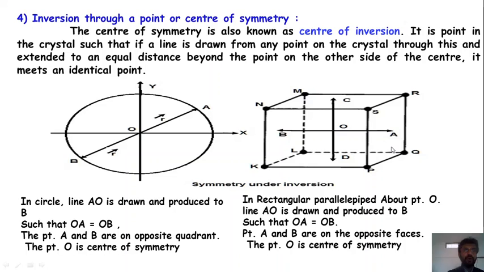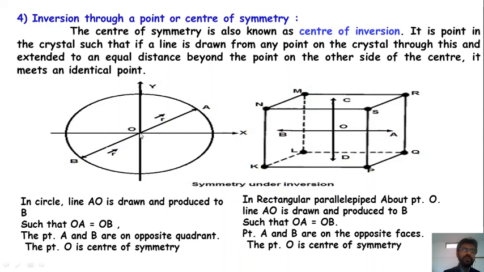The fourth type of symmetric operation is the inversion through a point, or the center of symmetry. The center of symmetry is also known as the center of inversion. It is the point in the crystal such that if a line is drawn from any point on the crystal through this point and extended to an equal distance beyond the point on the other side of the center, it meets an identical point. Now consider here, this is a circle. Here O is the center of inversion.